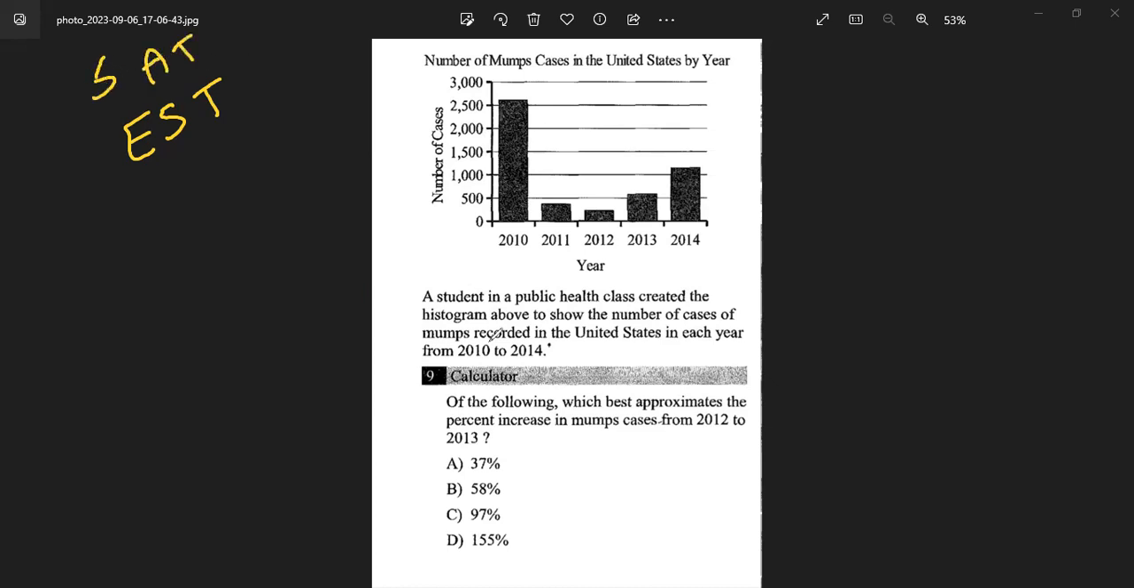Here we have a graph problem, an algebraic or math problem. Just use the graph to calculate the percent increase, in this case from 2012 to 2013.